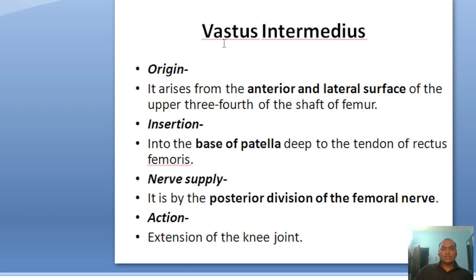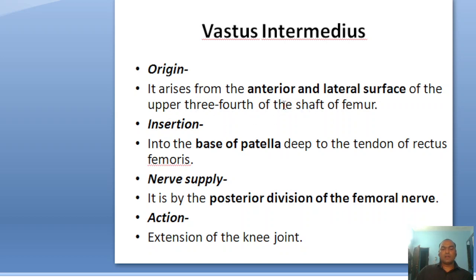Then forward to the last quadriceps muscle. The last muscle is vastus intermedius. Origin: it is a large muscle. It originates from 2/3 of the anterior and lateral surface of the 3/4 of the shaft of the femur.